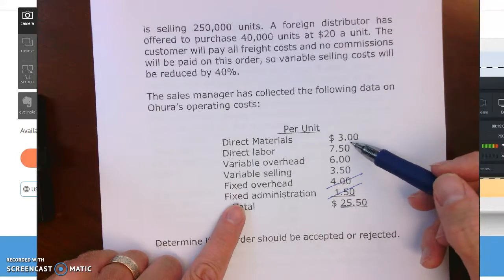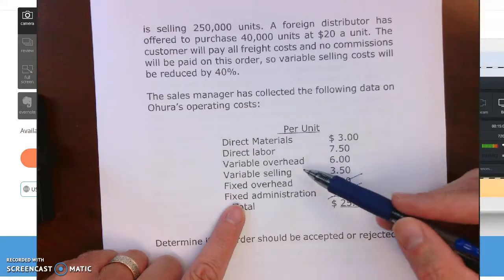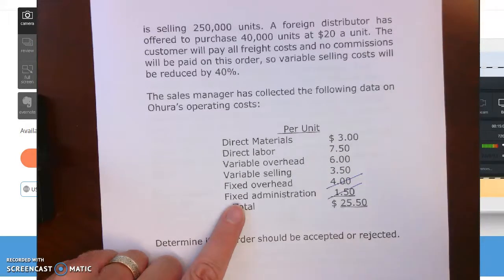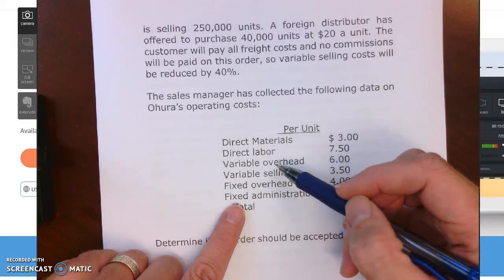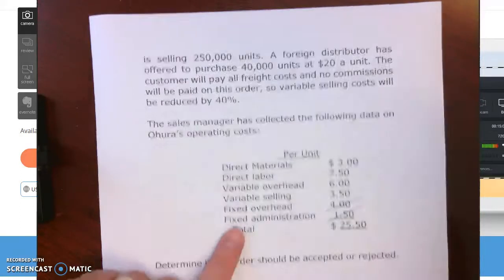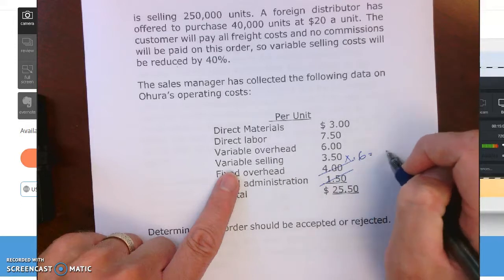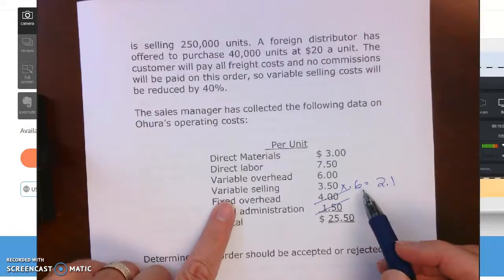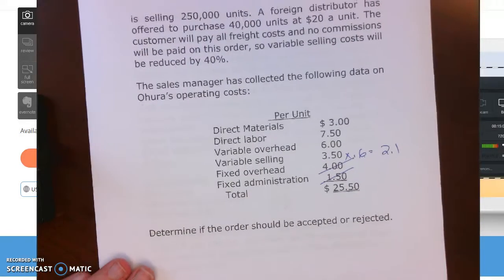Now, these costs and variable selling will be additional costs if we take the order. Because if we don't take the order, we don't have additional materials, additional labor, or variable overhead or variable selling. But if we do take the order, we will have additional materials, labor, variable overhead, variable selling. And it says up here, variable selling costs will be reduced by 40%. So I'm just going to come over here and multiply this times 0.6. So this can be 2.1. I'll multiply it times 0.6 because it's reduced by 40%. It's just a shortcut way of doing it.